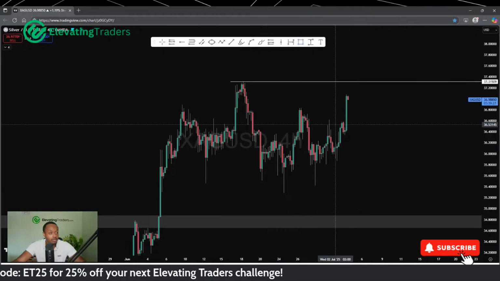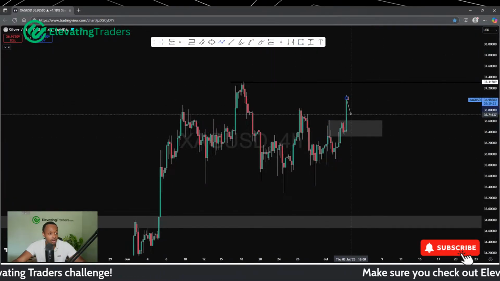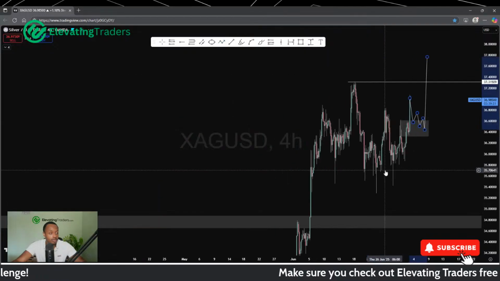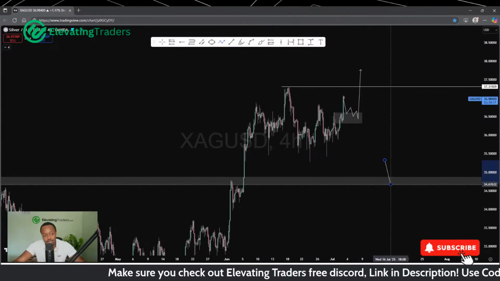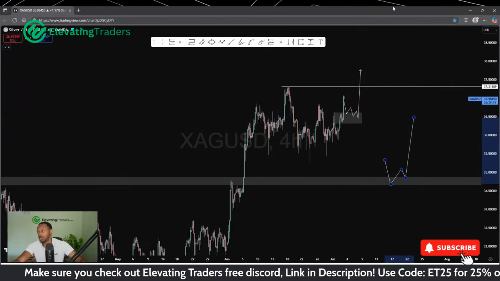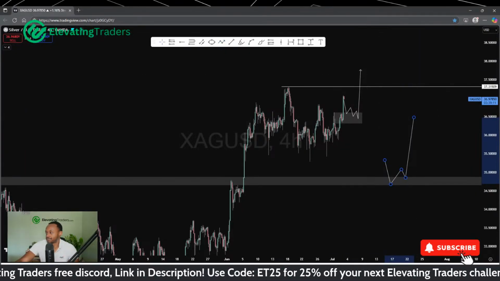There might be some lower time frame opportunities here. Something like this, and we go put another higher low in. But yeah, this was really the opportunity I was looking for. Doesn't look likely anymore. But I still do expect higher prices for silver.